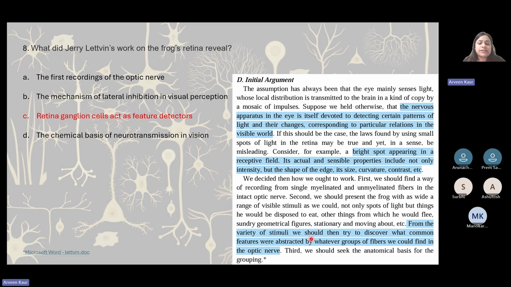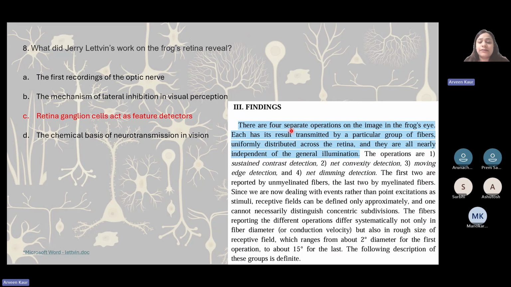Right? From the variety of stimuli, we should then try to discover what common features were abstracted by whatever groups of fibers we could find in the optic nerve. This was what they wanted to pursue, right? What they finally found was that there were actually four separate operations in the image in the frog's eye.